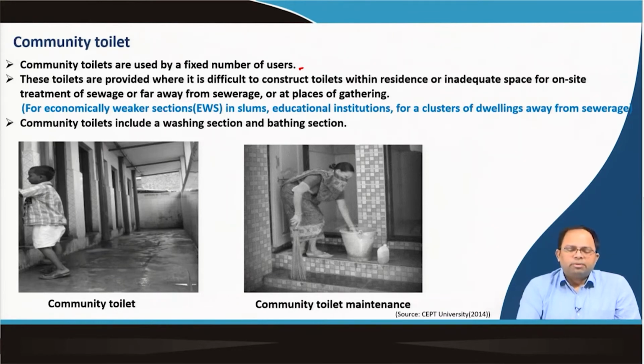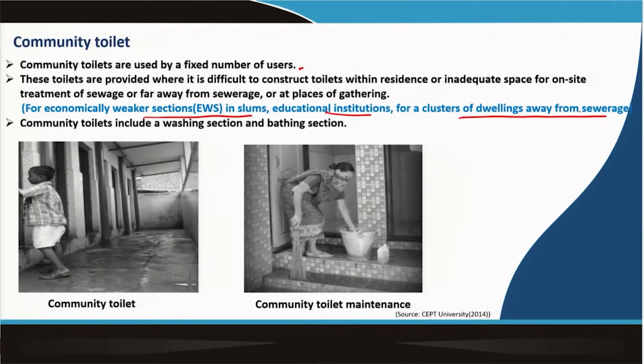So, these toilets are provided where it is difficult to construct toilets within residences, or there is inadequate space for on-site treatment of sewage, or it is far away from sewerage, or at places of gatherings. And usually for economically weaker sections in slums, educational institutions or clusters of dwellings away from sewerage networks. And these usually have a washing section and a bathing section, right.